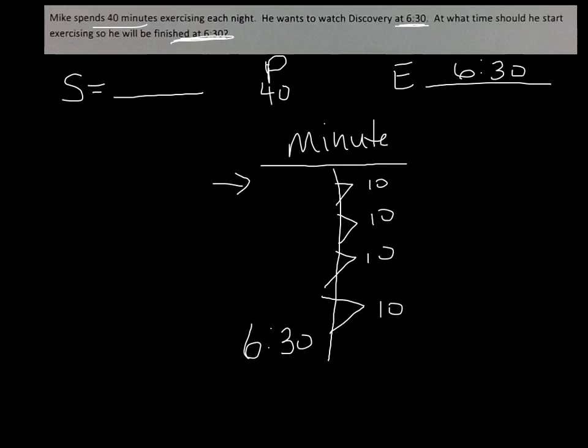Now, 6:30, what's 10 minutes before 6:30? It'll be 6:20. What's 10 minutes before that? 6:10. What's 10 minutes before that? That'll be 6 o'clock. And what's 10 minutes before that? Now, before 6 o'clock, we know it's the hour before, which is 5. All right, we know there's 60 minutes in an hour. So to get from 60, right, which is an hour, which would be o'clock, will be 10 minutes before that. That would be 50, so it's 5:50. So Mike would need to start exercising at 5:50.